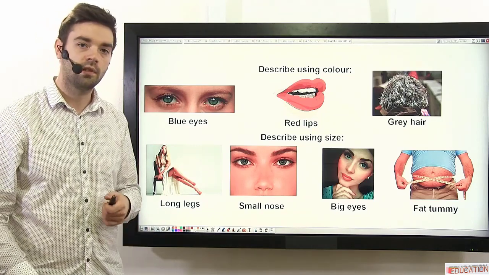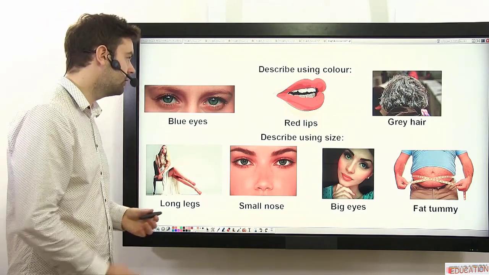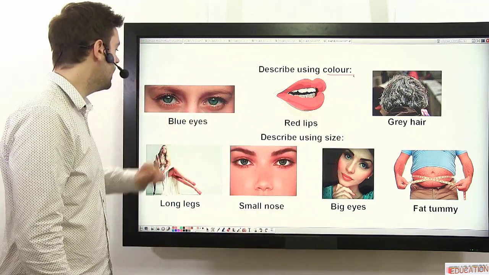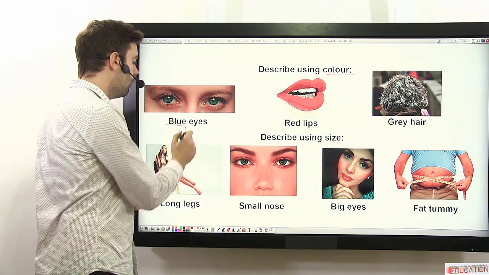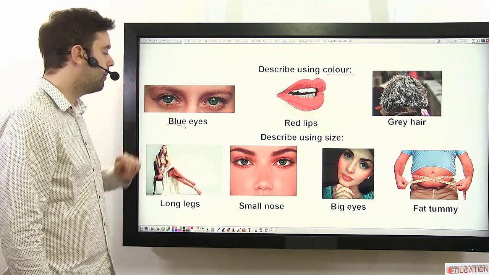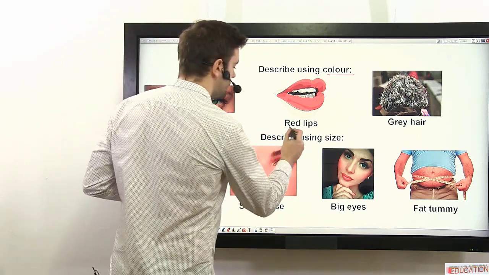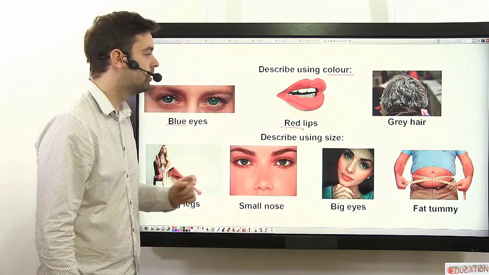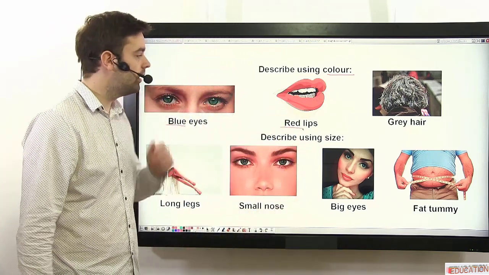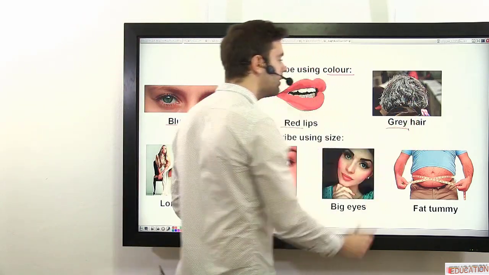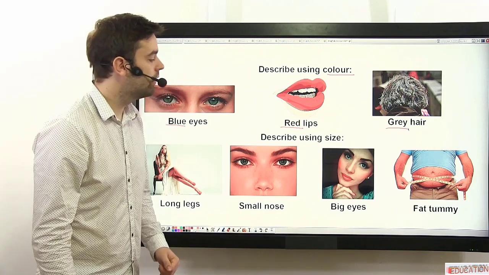So let's describe some body parts using colour. Here we have blue eyes. Red lips. Grey hair.